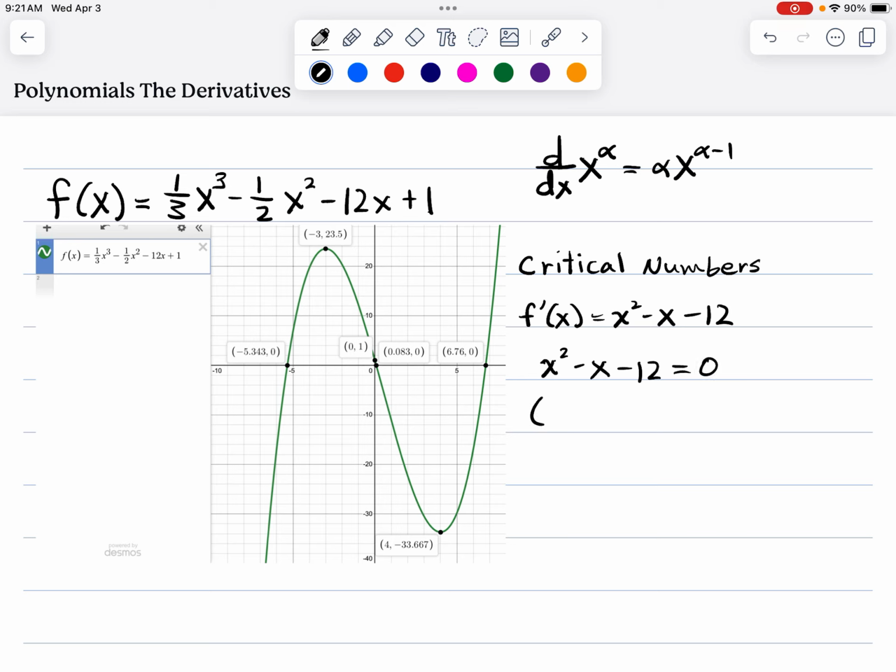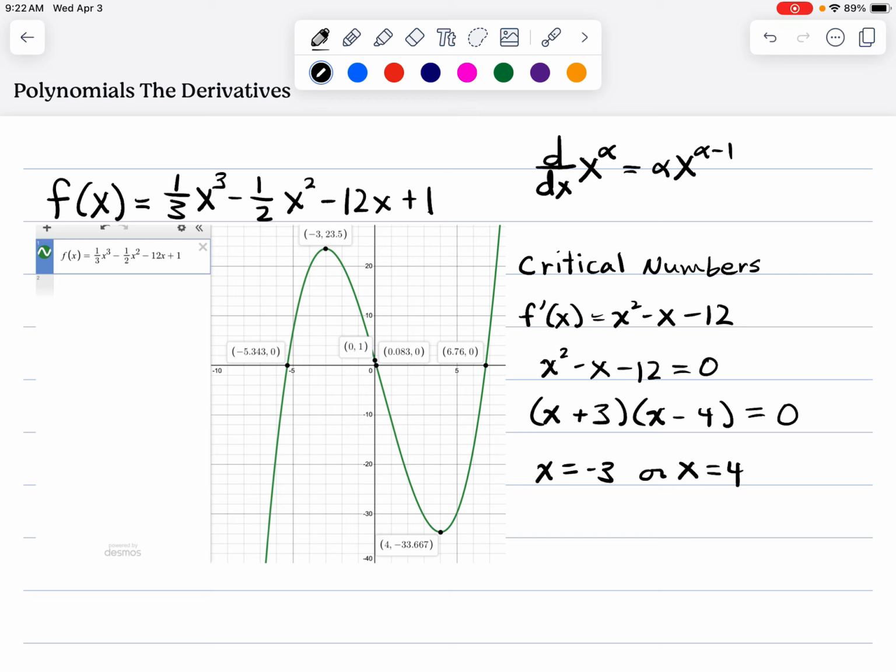So here I go. I'm going to solve this by factoring. You solve it any way you can. This one will factor, so I'll solve by factoring. We could have used the quadratic formula here, but I factor this. I need numbers that multiply to give me negative 12 and add to give me negative 1. I think negative 4 and plus 3. Yeah, that works. So we get that x equals negative 3 or x equals 4.